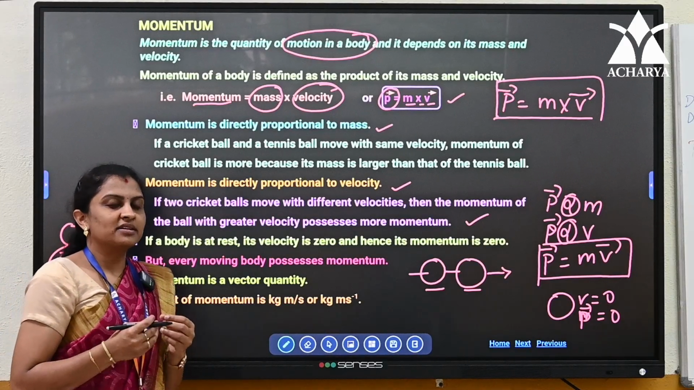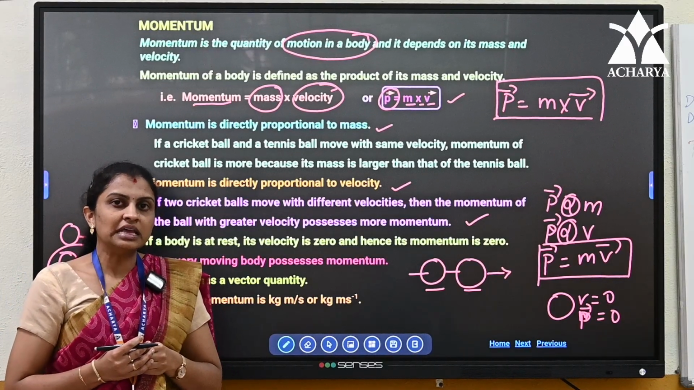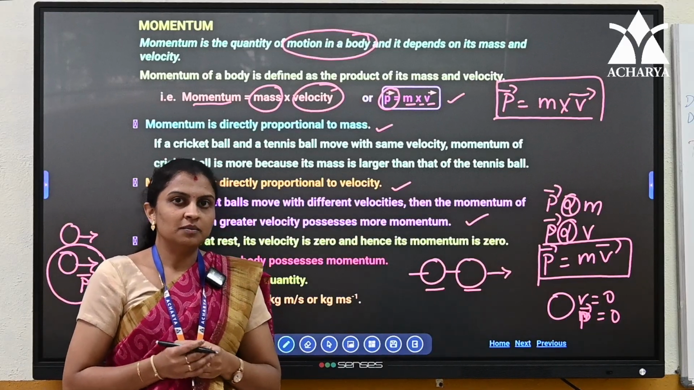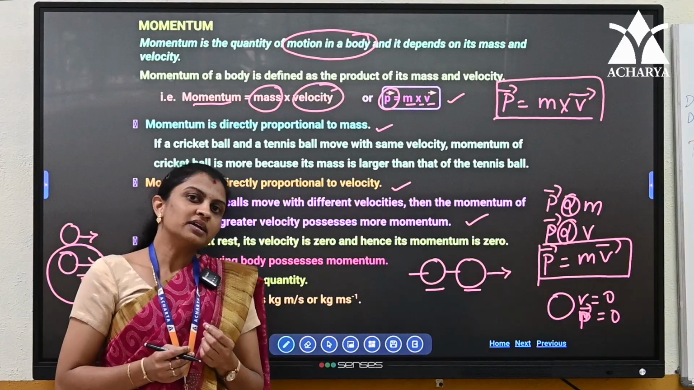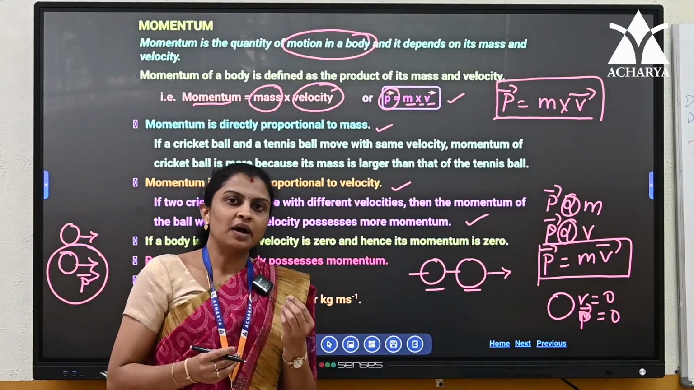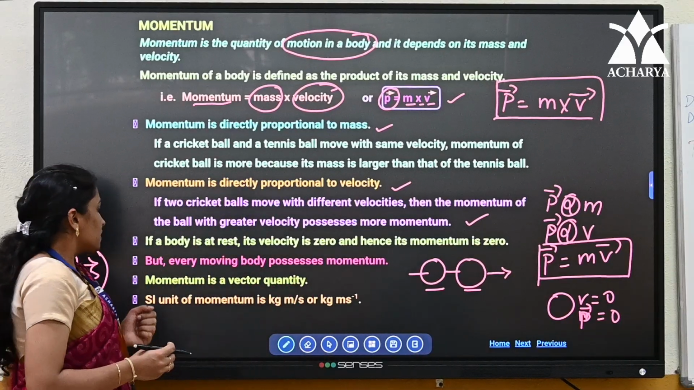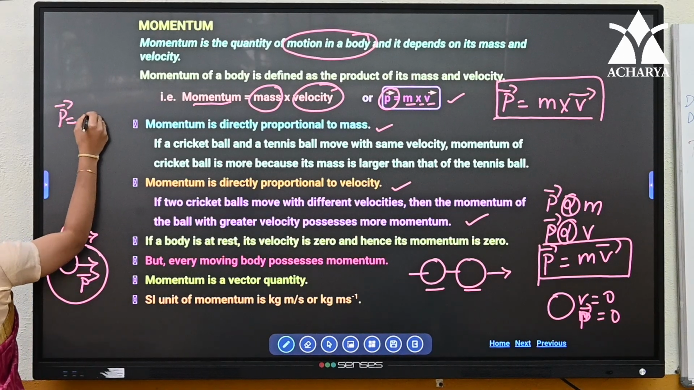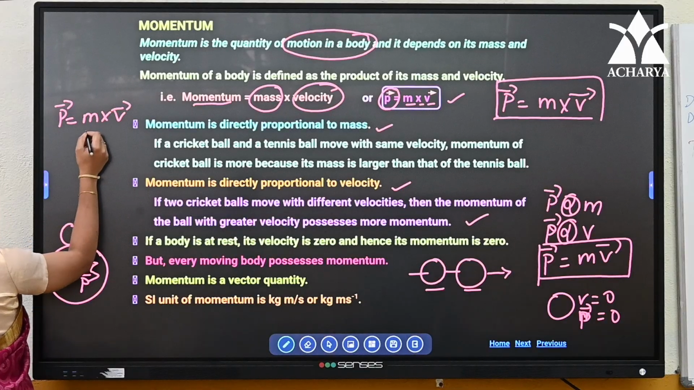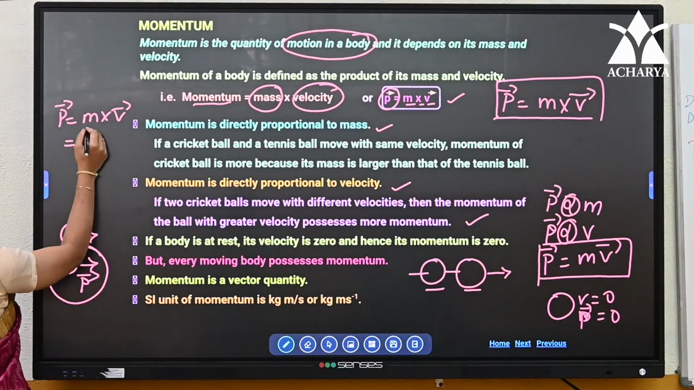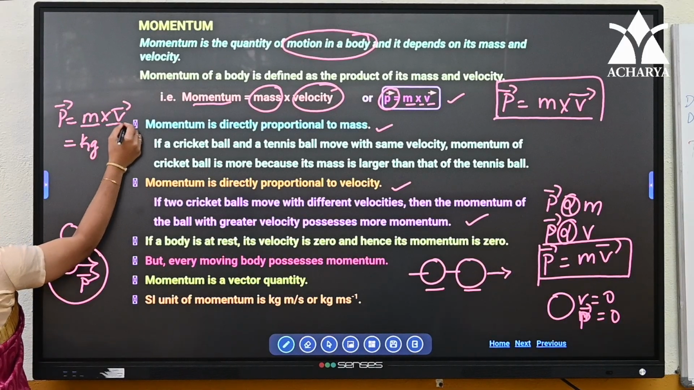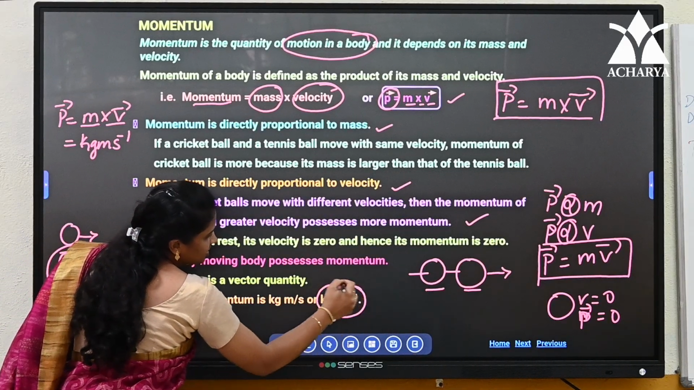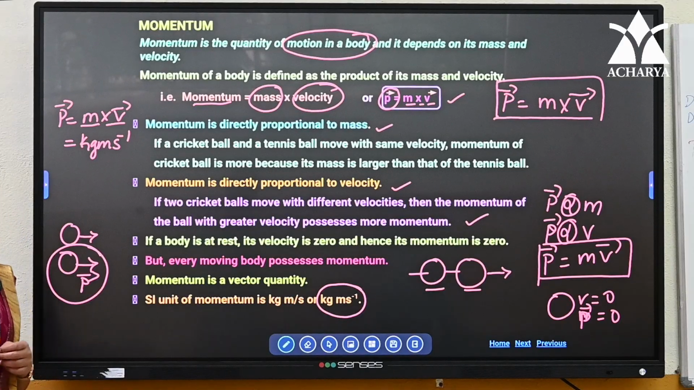And momentum is a vector quantity. It is not a scalar quantity. Scalar quantity means it has only magnitude, but momentum is a vector quantity. Vector quantity means it has both magnitude and direction. So what is the SI unit of momentum? P vector is equal to mass into velocity vector. Mass means kg, velocity means meter per second. So the SI unit of momentum is kg meter per second.